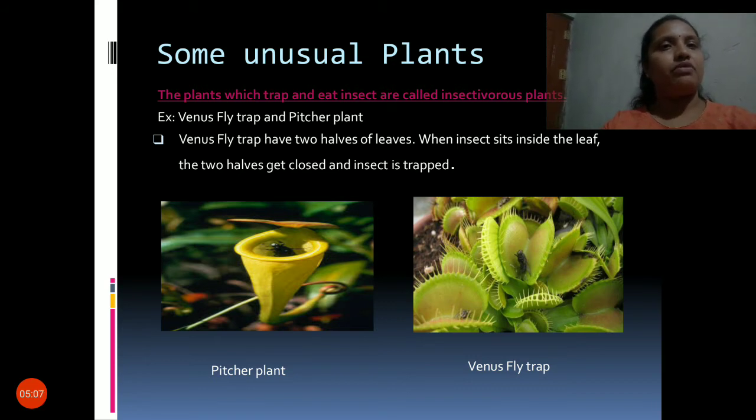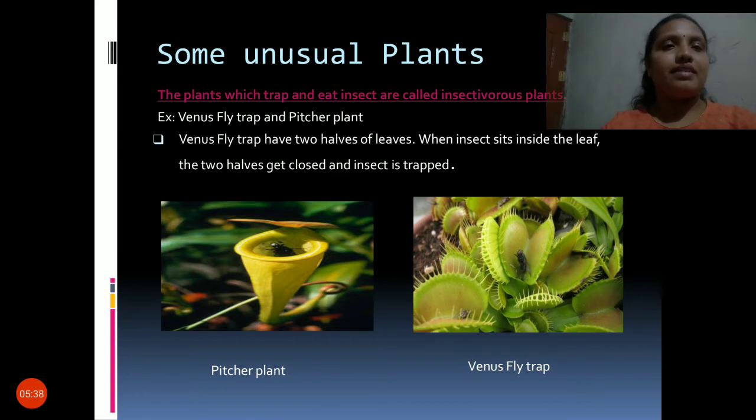The plants which trap and eat insects are called insectivorous plants. Examples I have given: Venus flytrap and pitcher plant. Now let us see how they catch insects. Venus flytrap has two halves. On the right side I have given an image of the Venus flytrap. Just observe. They have two halves of leaves, one on each side, correct?